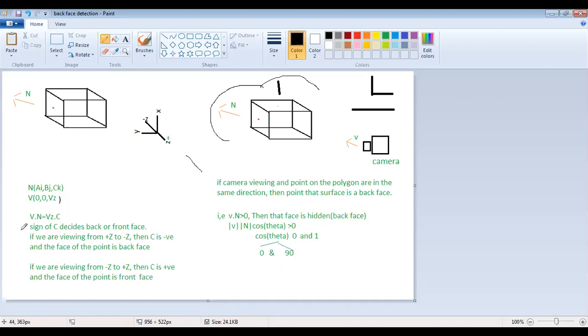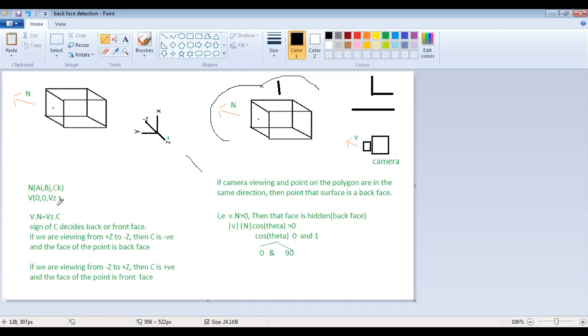So now, with that, what will be V? V, viewing. I don't consider x and y, because whenever I say viewing, I will always be viewing along the z-axis. So what is my coordinate for V? My coordinate for V is 0, 0 for x and y, and for z it is Vz, because I am viewing along the z-axis in 3 dimensions.